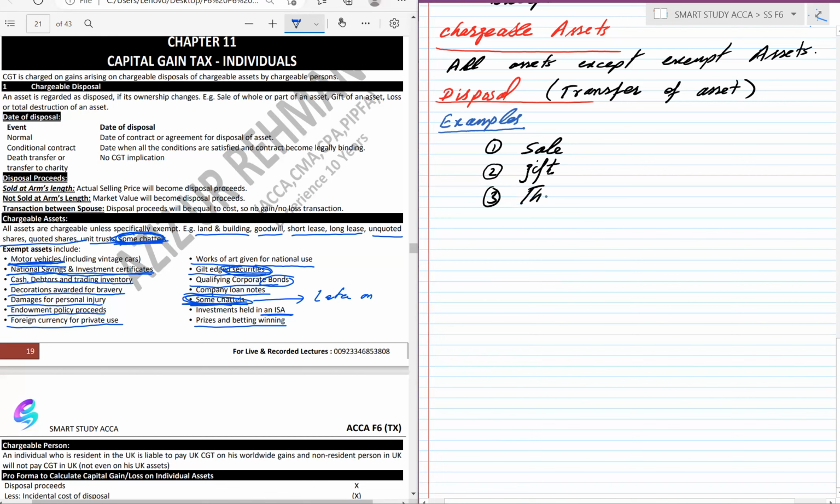Theft. If an asset got stolen, in that case, once again, the asset has transferred. So it is also an example of disposal. But once again, how to calculate gain or loss in this case? There are special rules.